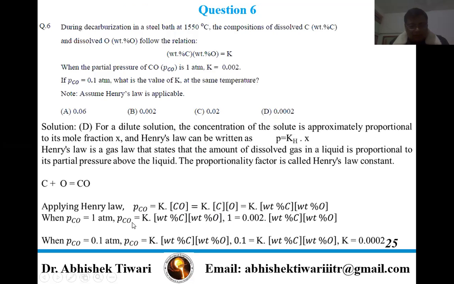So PCO is 1, and K is given here as 0.002, into weight percent of C into weight percent of O. And when PCO is equal to 0.1 atmosphere, PCO is equal to K into weight percent of C and weight percent of O. So this will be equal to 0.1, and K comes out to be 0.002. So we can calculate this.